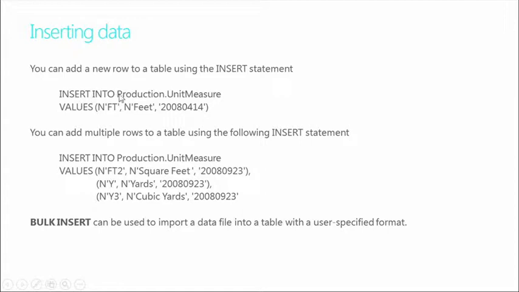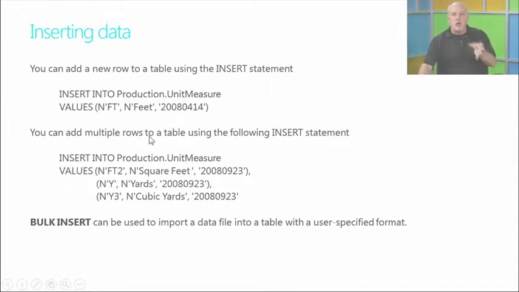So we do an insert into, and then we supply the table name in the schema. Now notice I'm not supplying any columns. If I understand the columns that are in there, I don't need to put the column names in. So I'm going to say insert into production.unitmeasure. The value of the first field is going to be FT, the second field is going to be feet, and the third field is going to be a date.